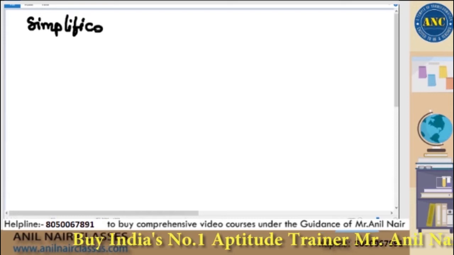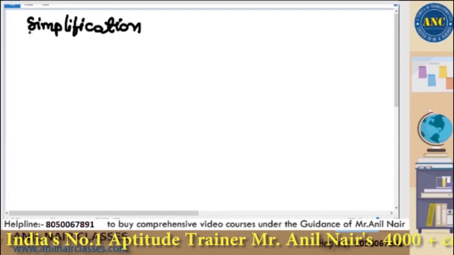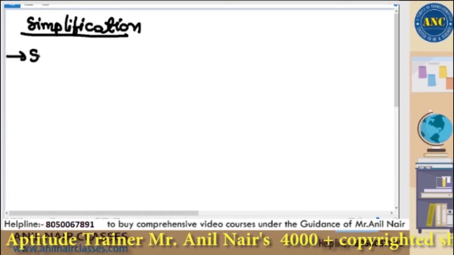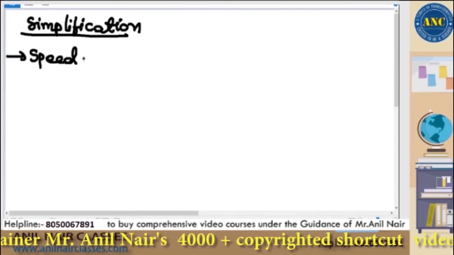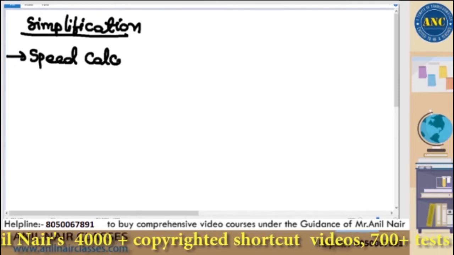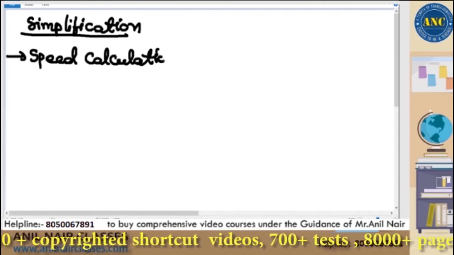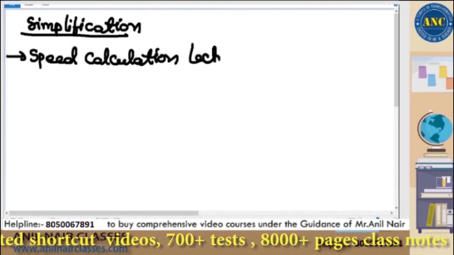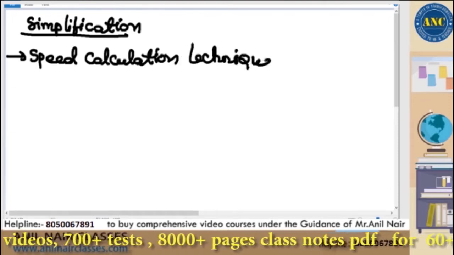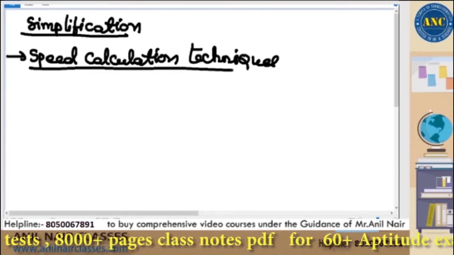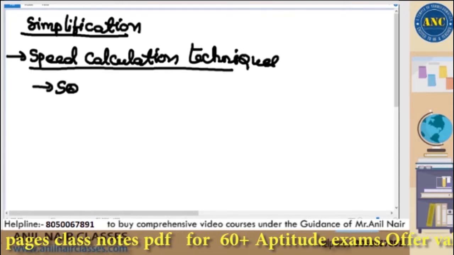You should know all this. Wherever any concept is there, I will discuss. The following things you should know mandatorily, otherwise you will take a lot of time. One is speed calculation techniques. In case any student is new, I will discuss the concept again. In simplification, the following concepts you should know.